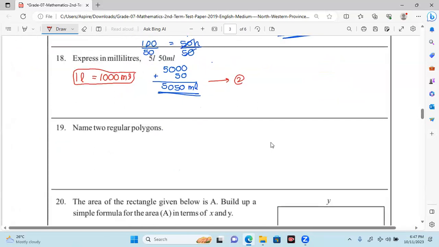Name 2 regular polygons. Can you name 2 regular polygons? What are the regular polygons that you know?